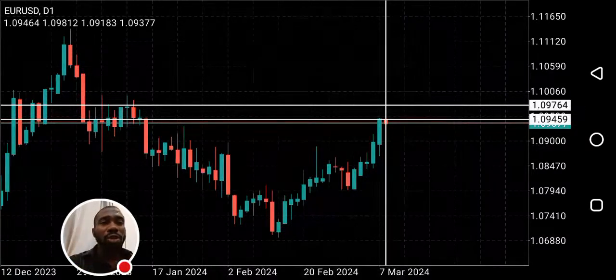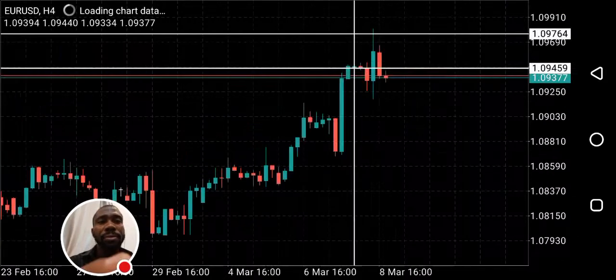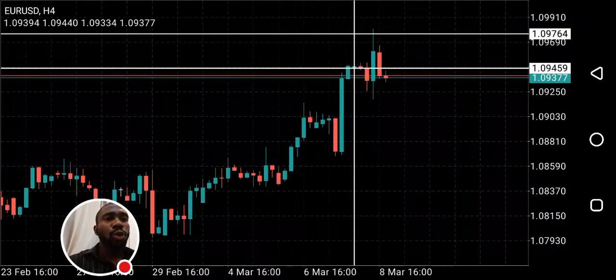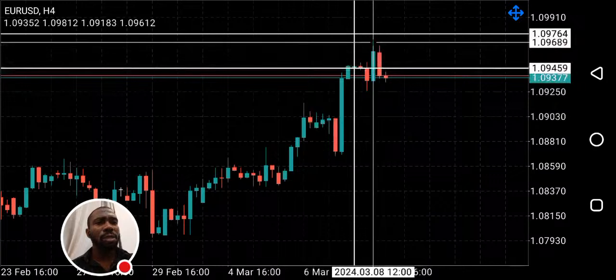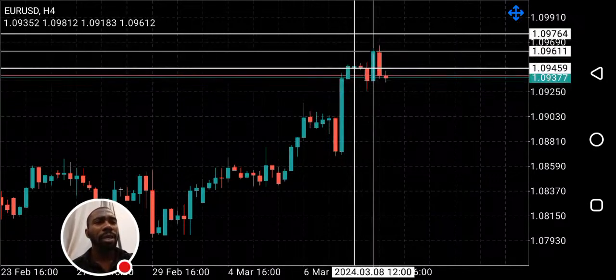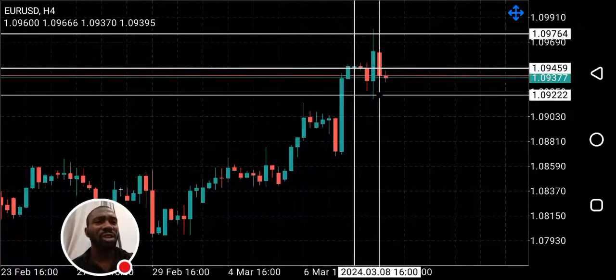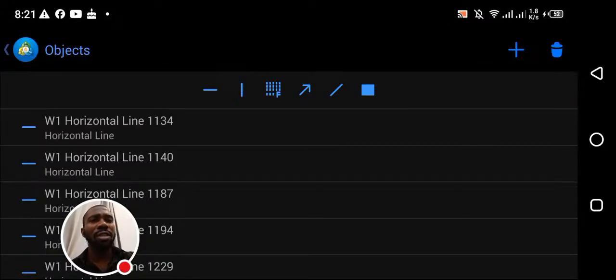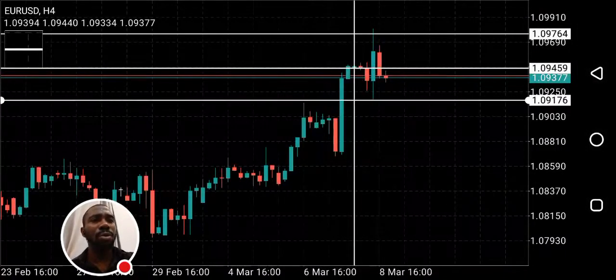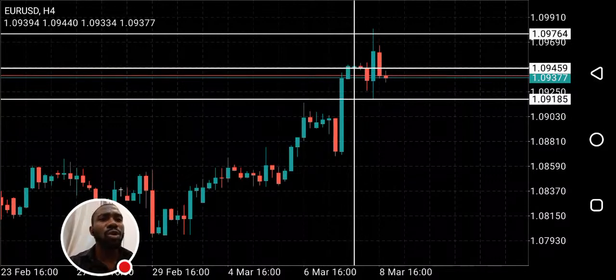Okay, so let's go down to 4 hour. What pattern do we have on 4 hour? Okay, so let's call this a spinning top. This is a spinning top, but we cannot execute a sell trade until the low of this spinning top is broken. A candle must close below the low of that spinning top before we sell.